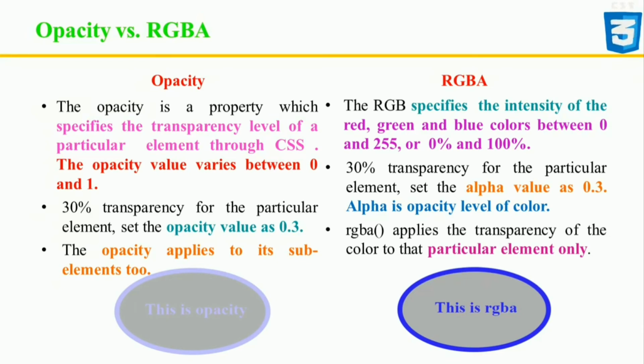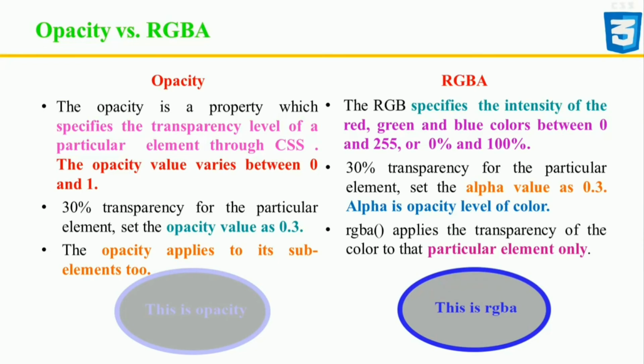For instance, to achieve 30% transparency for a particular element, we need to set the alpha value as 0.3. And the given diagram is an example for RGBA with alpha value 0.3, which is 30% alpha. Though both are used for transparency of an element, there is some basic but important difference between RGBA and opacity that makes them work differently.